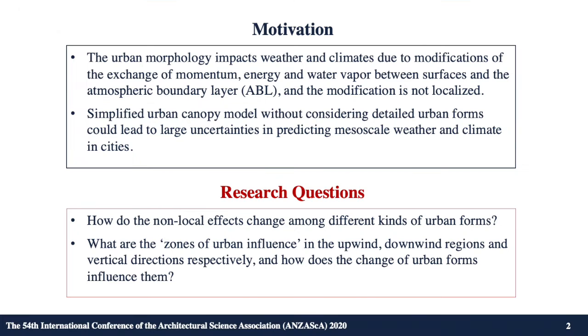different profile. This difference may influence the exchange of heat and momentum between urban area and the above atmosphere boundary layer, and therefore impact the weather and climates. Also, it may influence some characteristics in the urban area and rural area. However, this cannot be captured in many mesoscale models. They always use a simplified urban canopy model with several parameters, but not considering detailed urban forms, such as the height variation, and this could lead to large uncertainties in prediction.